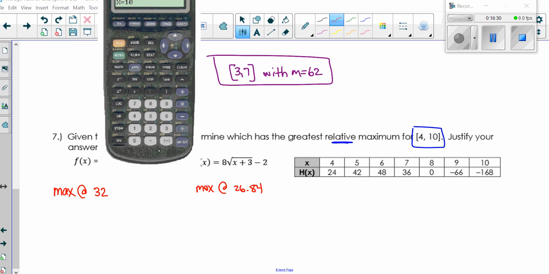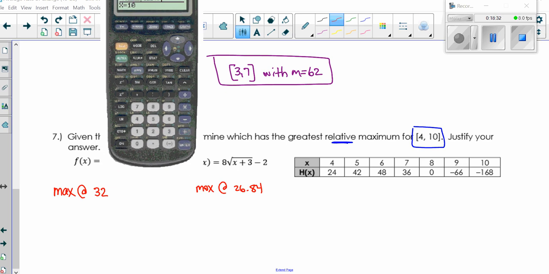Okay, so out of these two functions so far, this one's winning. This one, here's my x value of 4, all the way to my x value of 10. So this table is my exact interval. I can see that this height right here is my highest height. Everything else, once I reach that, gets lower, lower, lower, lower. So I can say then that this one has a max at 48, which is the highest.